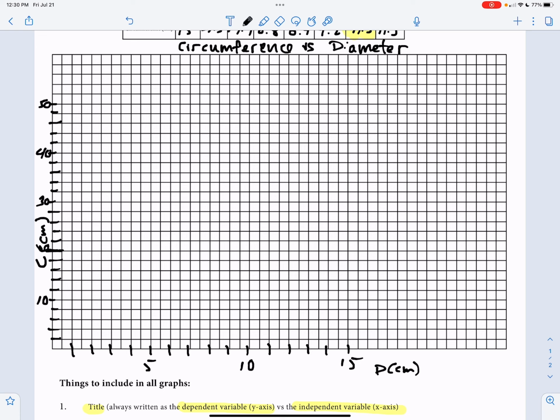Okay, so we got to come up with our scale first. And once we come up with our scale, then it's about estimating plot points. Right now, pause the video, create your x-axis scale, your y-axis scale that matches your data, then take a moment to plot your data points.